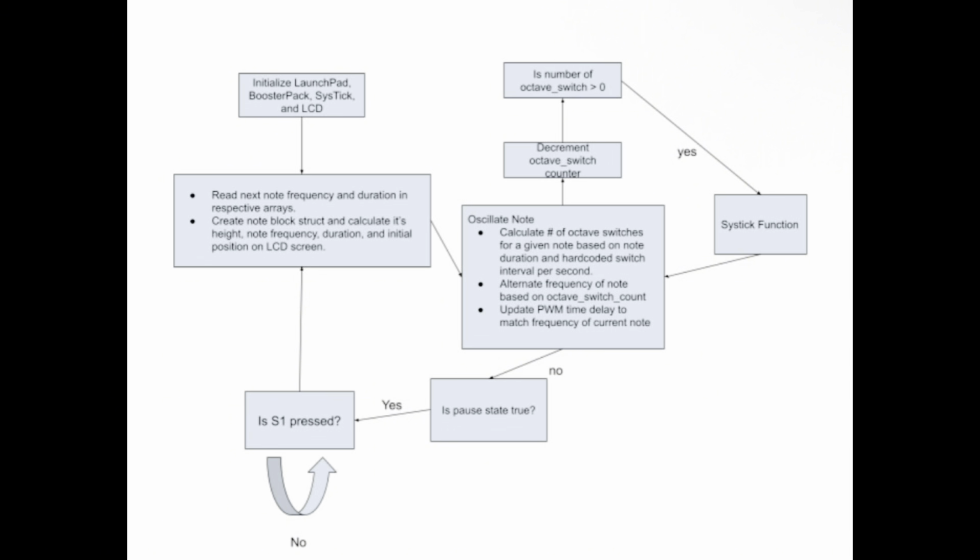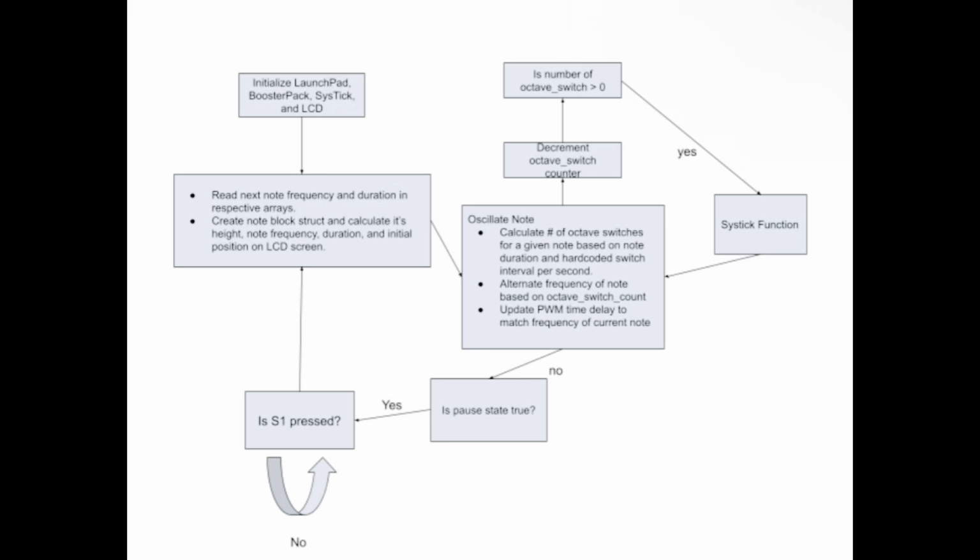We first get the first frequency of the note and initialize a bunch of variables to get the randomized color for the blocks, the durations, and the height at which the block will be displayed in the LCD. Then we move on to the octave oscillate note function, which actually oscillates the current note between two different frequencies, one of which is 2 times the frequency of the initial note. So that's how it's going to switch back and forth.